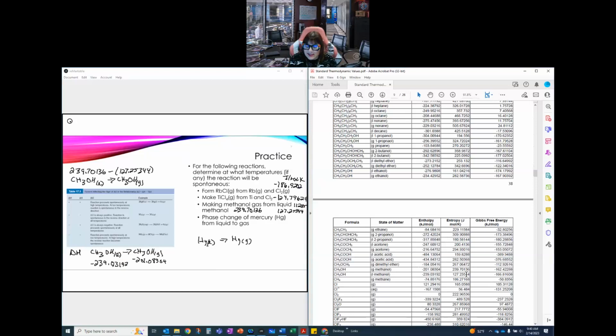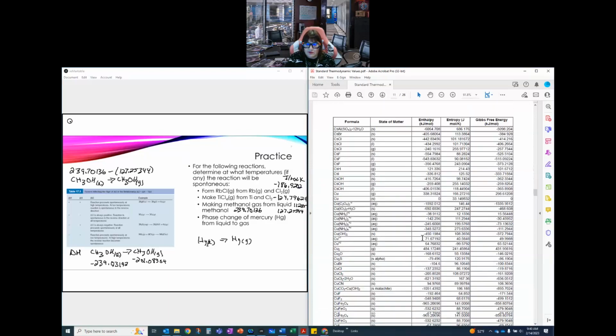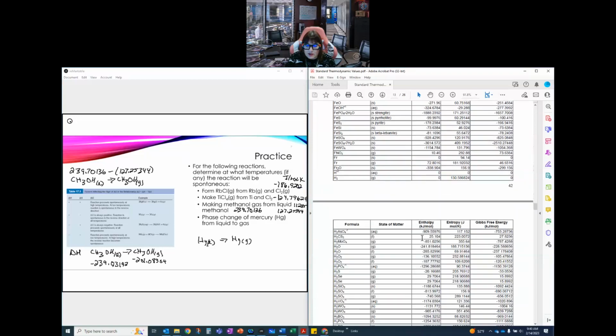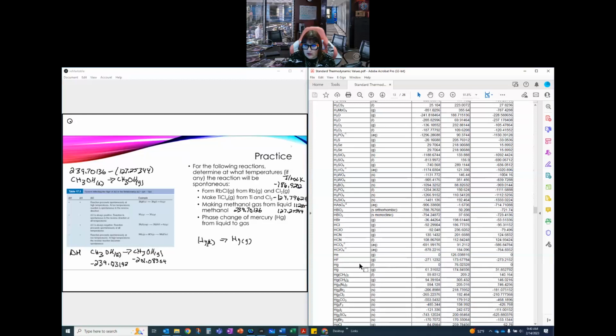I just want to make sure I write it down so I don't have to come find it again. That's all. So let's go find our mercury so that we can get the values for the mercury. Hg liquid, my entropy value for that liquid is 76.02328. My enthalpy is 0.